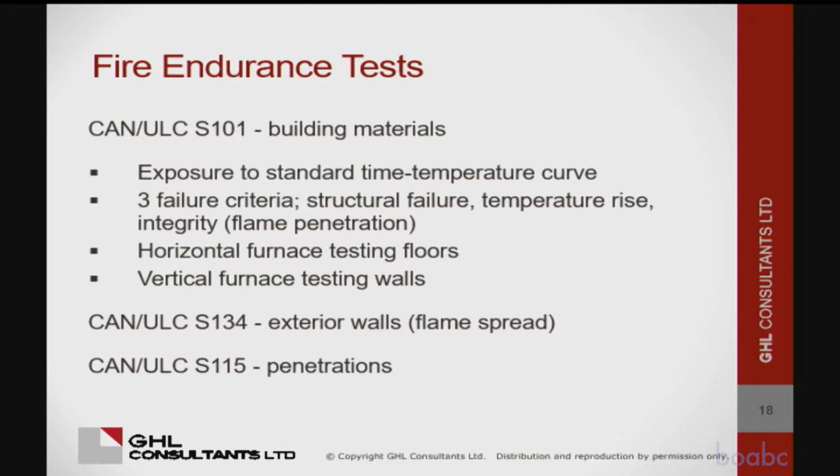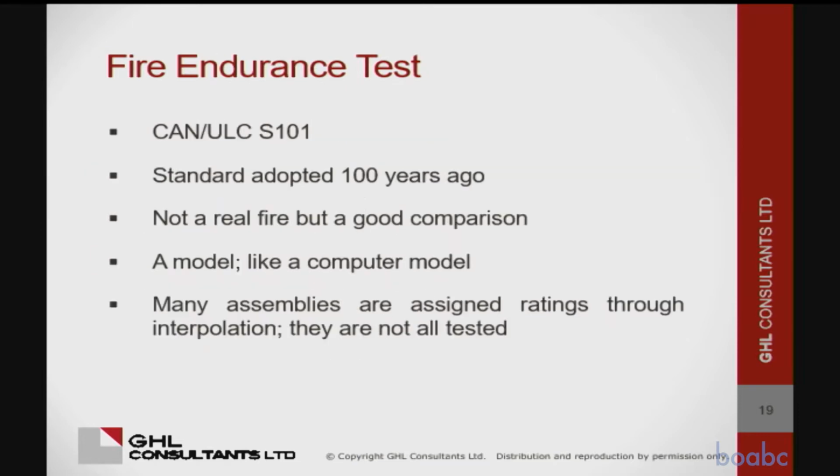And then there's the fire testing, which we'll just zip through. There's 3 failure criteria: structural failure, temperature rise on the unexposed side, and flame going through the floor, of course. And there's a horizontal furnace for floors, which we don't see much because there isn't one here. There's one in Washington State somewhere. And then there's vertical wall tests. There's a lab in Burnaby, there's a lab in Coquitlam. You should really go see one, they're pretty fascinating. And then there's the S134 for the flame spread on the outside of the exterior wall, and there's the S115 for the fire stops.